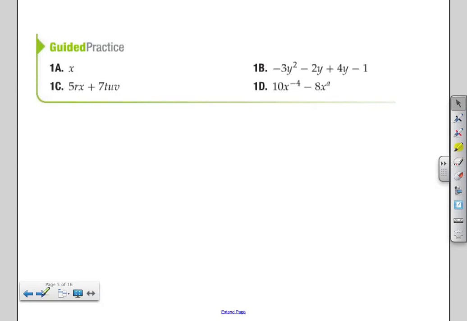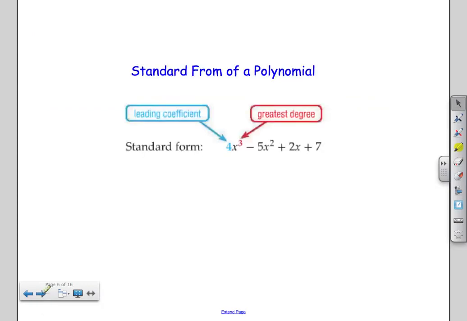Just like we just did in those practice problems. 1a is x, 1b is negative 3y squared minus 2y plus 4y minus 1, if this helps you guys in the room. C is 5rx plus 7tuv, and d is 10x minus 4 minus 8x to the a degree. Okay? All right. Good luck with those, and we'll talk about them tomorrow or the next class.